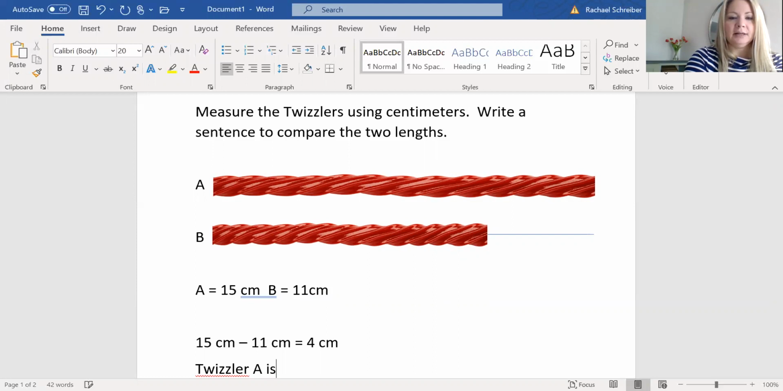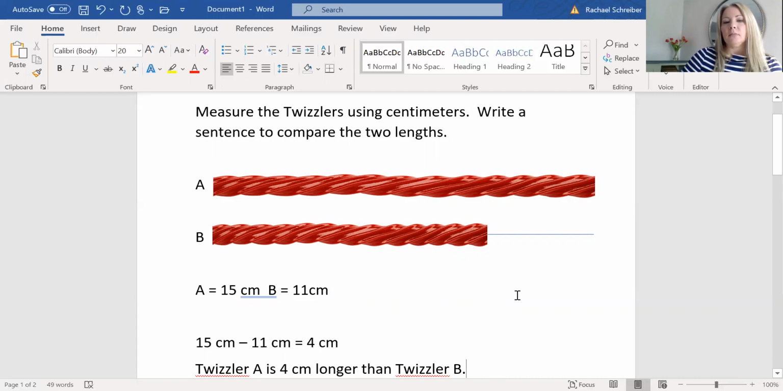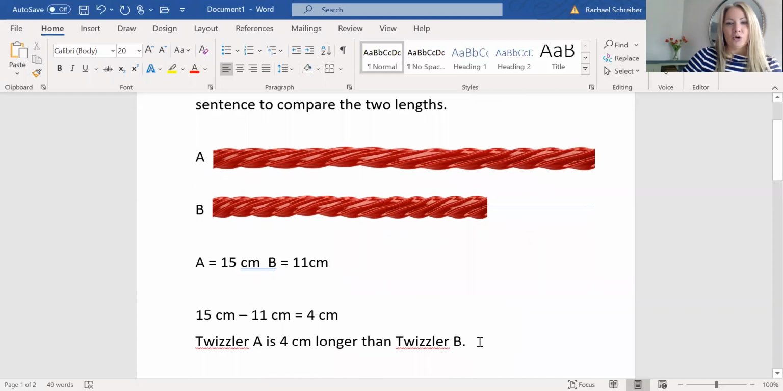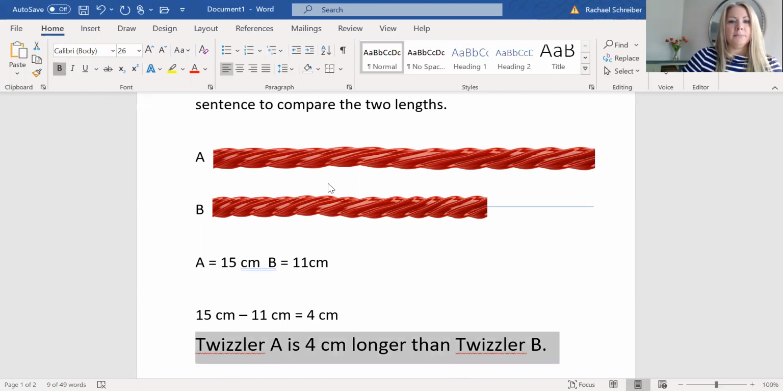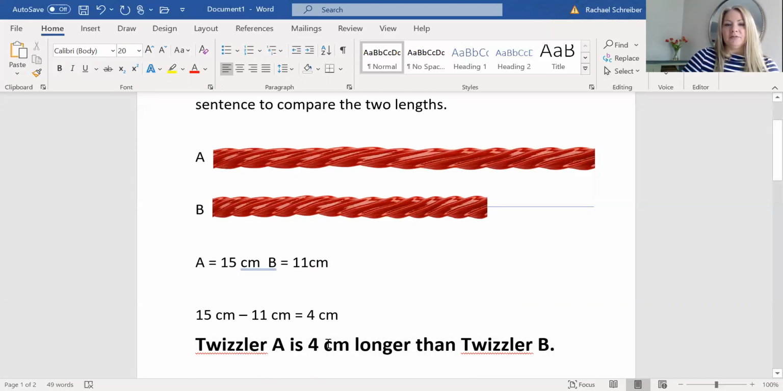Twizzler A is 4 centimeters longer than Twizzler B. Just like that. There's our sentence that compares our two lengths. Right here it is. And that's our answer. So I'm going to make that a little bit bigger and maybe I'll bold it. That's what we figured out.